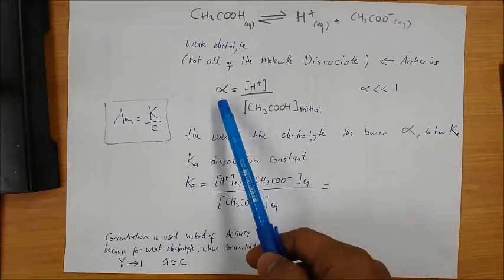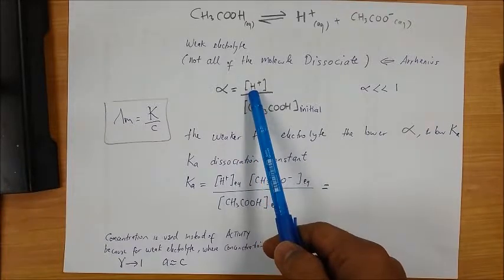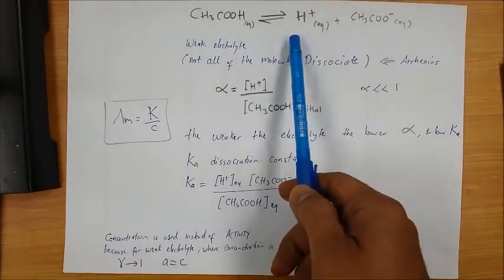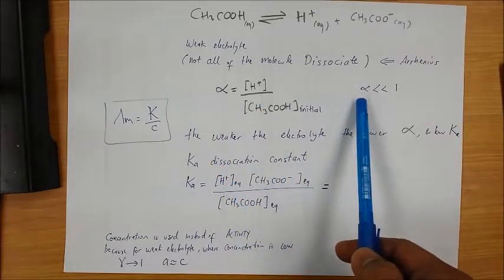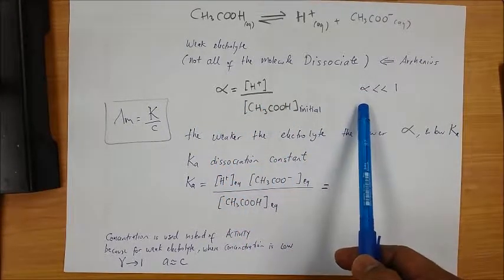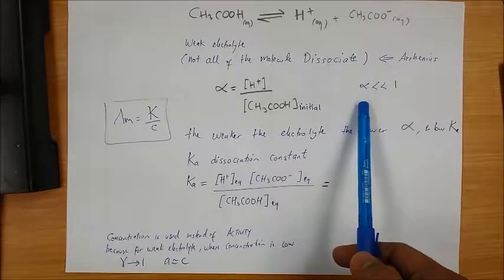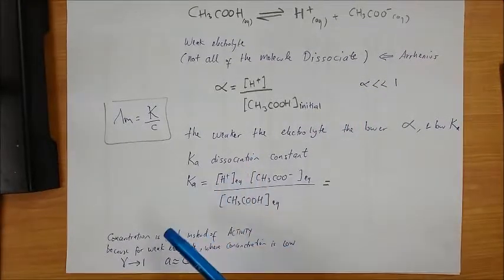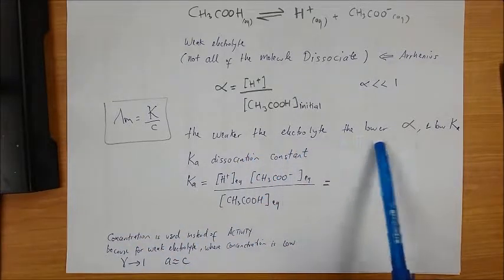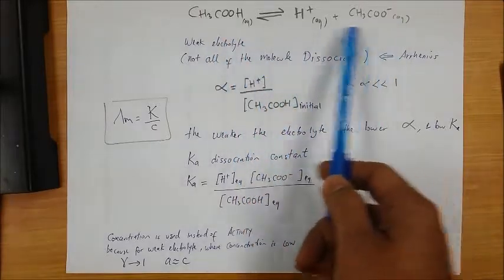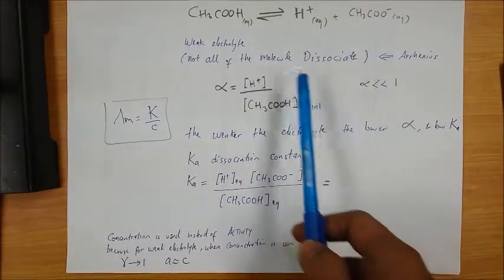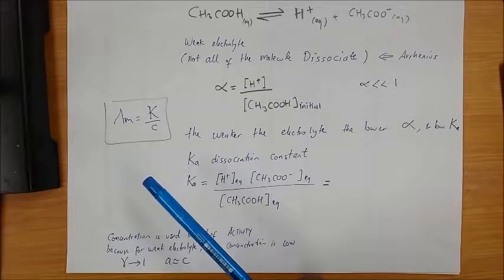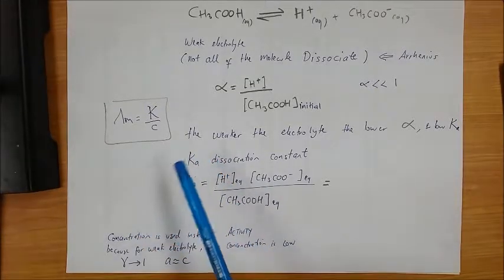So there is this concept of degree of dissociation. Alpha is equal to the concentration of a proton at equilibrium, right after it has dissociated, over the initial concentration. Now, for a weak electrolyte, alpha is much lower than 1. If the molecule completely dissociates, then alpha is equal to 1. So the weaker the electrolyte, the lower the alpha, and thus, because this is an equilibrium expression, there is an equilibrium constant, and the equilibrium constant for this reaction will also be low. Ka here is the dissociation constant of the acid.